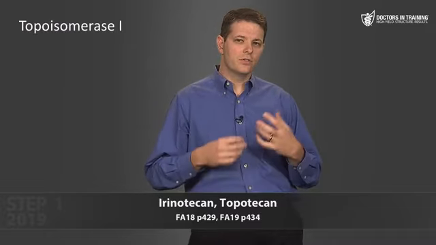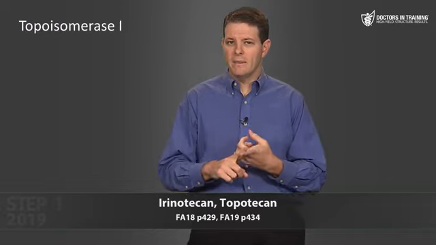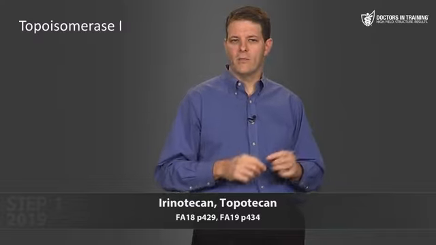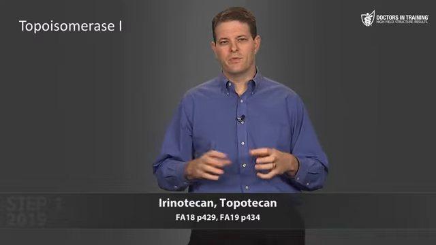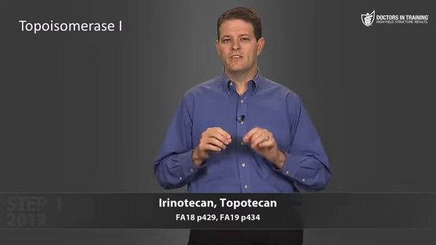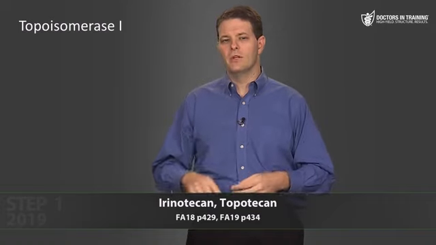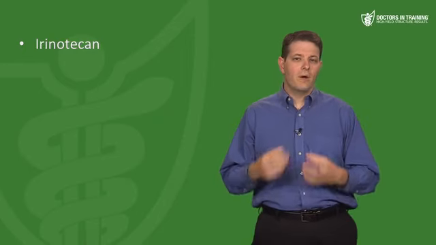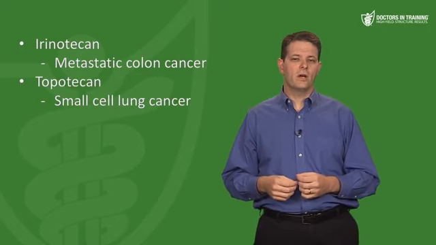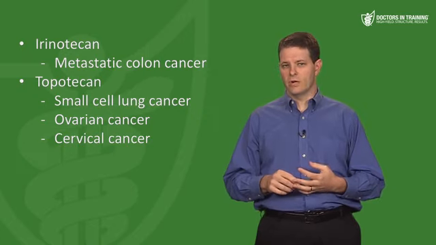When I said that etoposide and teniposide inhibit topoisomerase II, that's true, but there's also a related enzyme called topoisomerase I, and there are 2 drugs that inhibit this: irinotecan and topotecan. And again, there's a clue in the name. Topotecan inhibits topoisomerase. Now, I'm not going to get into the difference between topoisomerase I and topoisomerase II because it's not really important for Step 1, but I want you to know that these 2 drugs, irinotecan and topotecan, inhibit topoisomerase I. Now, irinotecan is mainly used for metastatic colon cancer, and then topotecan is used for small cell lung cancer, ovarian cancer, and cervical cancer.